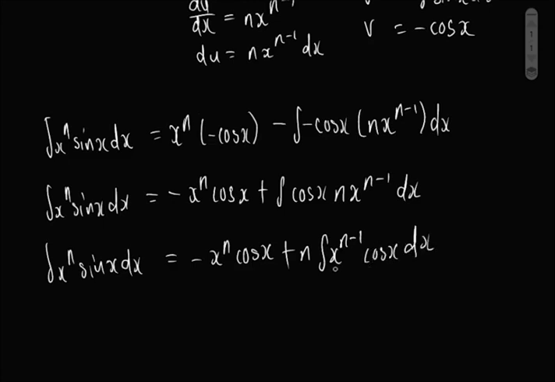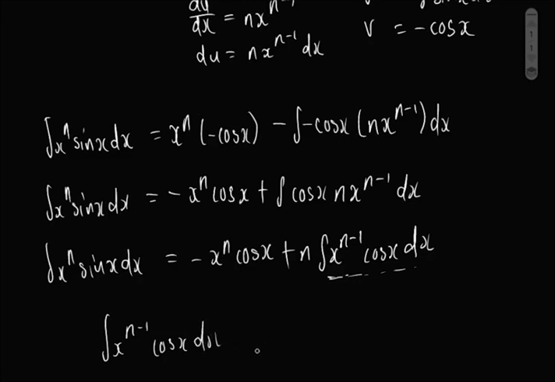We check, is the integral the same as this one? No. This one is in the form of a cos and this one is the form of sine. So we have to do by parts again. By parts for this one. Okay, before we bring it back into this formula, let's just do by parts for this part. So we can say the integral of x to the n minus 1 cos x dx.